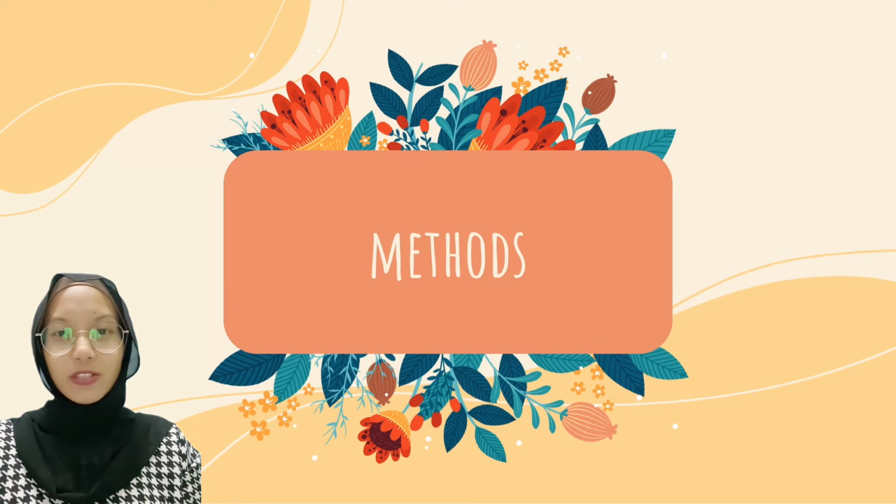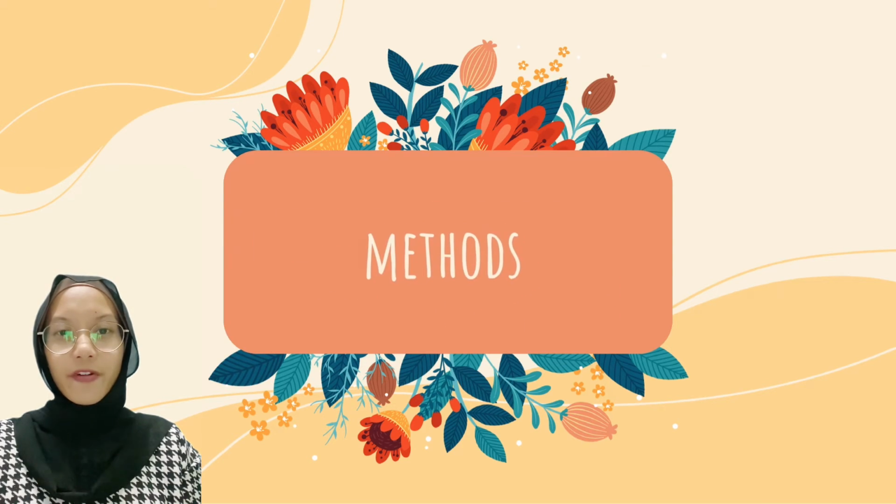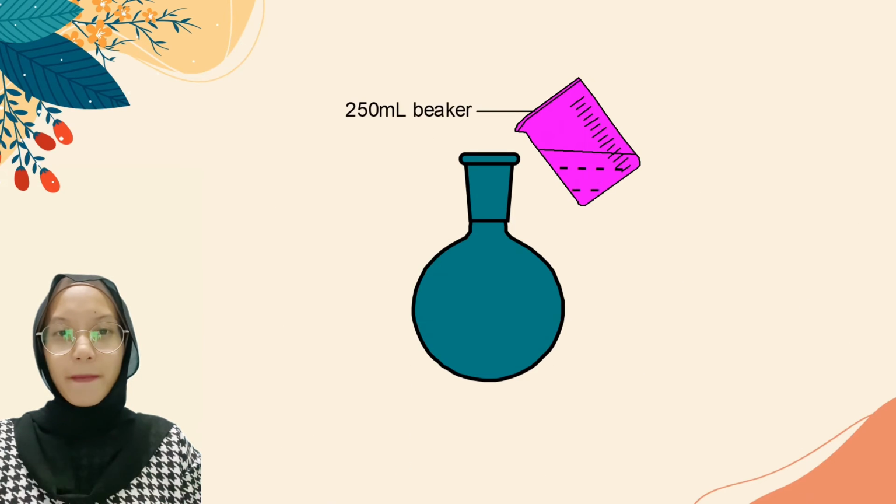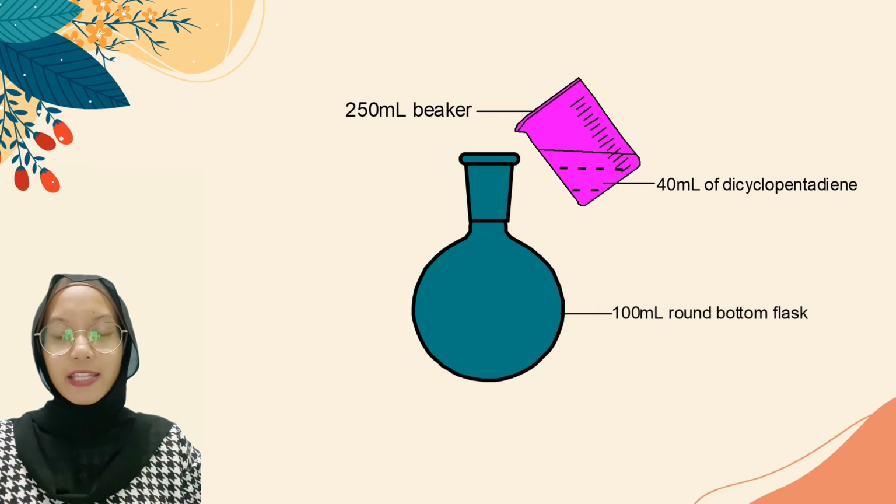Next, I want to talk about the method. First is the preparation of cyclopentadiene. Firstly, put 40 ml dicyclopentadiene into a 100 ml round bottom flask. Later on, complete the setup with a fractional distillation column, which is a variable column, and a condenser for distillation.